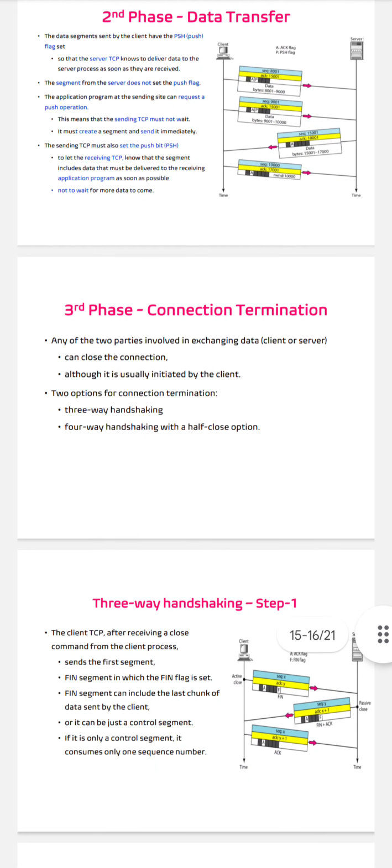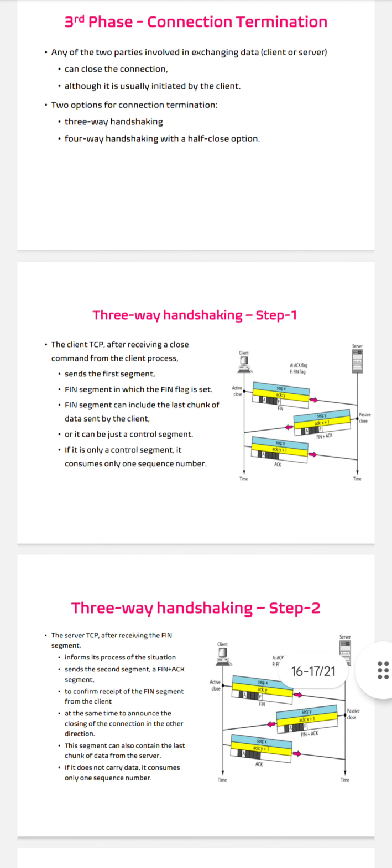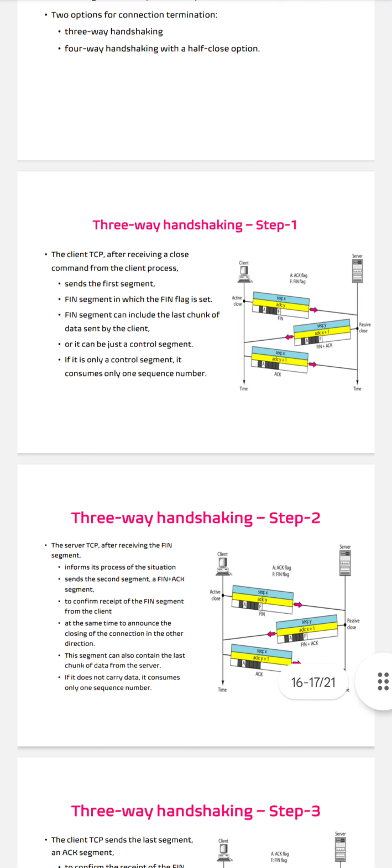The third phase is connection termination. Either party can close the connection, although it is usually initiated by the client. There are two options for connection termination: three-way handshaking and four-way handshaking with a half-close option. Three-way handshaking, step 1: the client sends the first segment, a FIN segment. If it is only a control segment, it consumes only one sequence number.